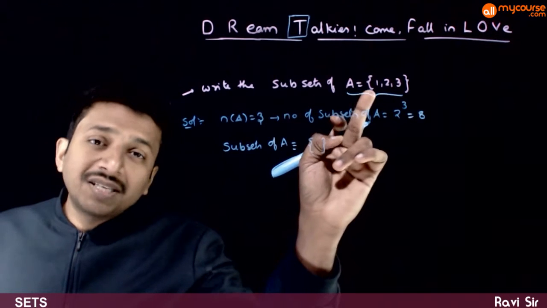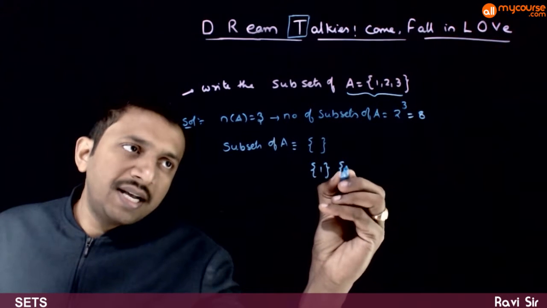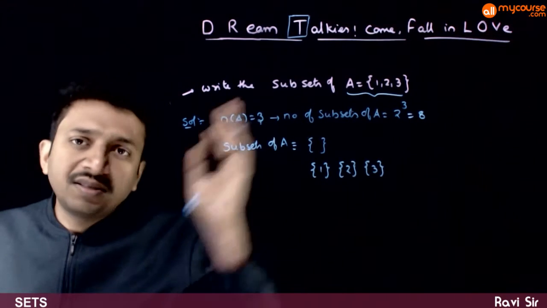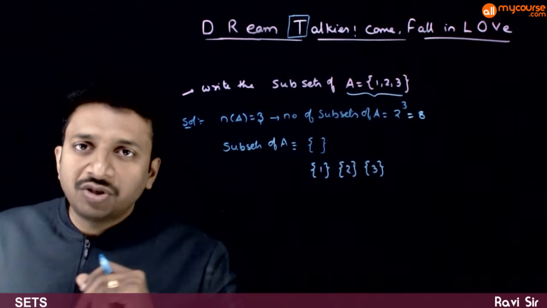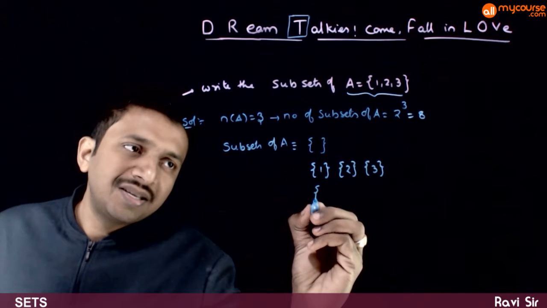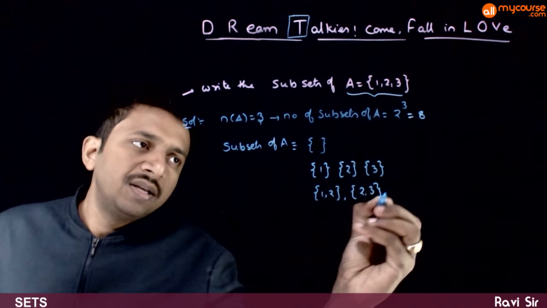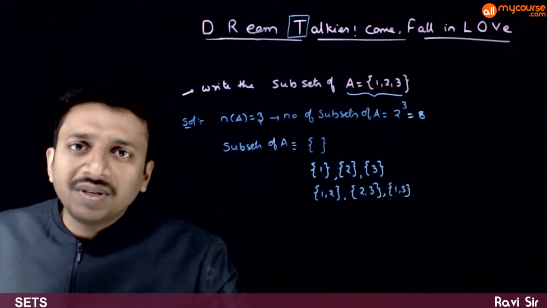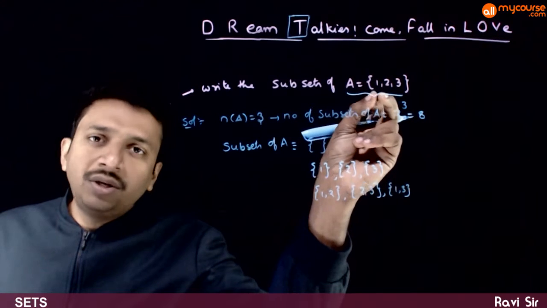Next, we write subsets containing one element. That is the set containing 1, the set containing 2, the set containing 3. All these are subsets of the set A. So I have only 3 subsets containing one element each. Now let us go for subsets containing 2 elements. There is {1, 2}, {2, 3}, {1, 3}. In this way, if you write them systematically, you will not miss any subset. So you have 3 subsets containing 2 elements each: {1, 2}, {2, 3} and {1, 3}.